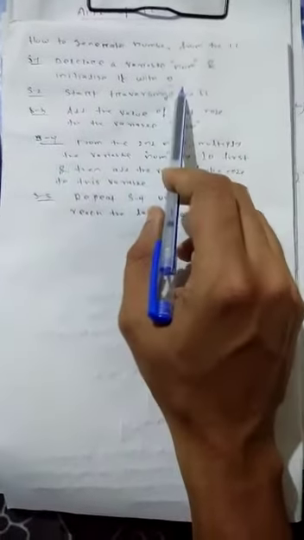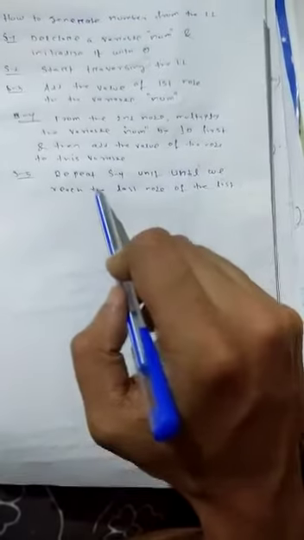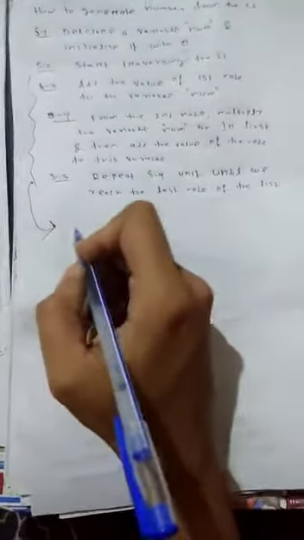Okay, these are the steps to generate a number from the linked list. First, declare a variable num and initialize it with 0. Start traversing the linked list. Add the value of the first node to the variable num. From the second node, multiply the variable num by 10 first and then add the value of the node to this variable. Repeat the step until we reach the last node of the list. See how the steps will work. Using these steps I am writing the algorithm, then showing an example so that we understand easily.